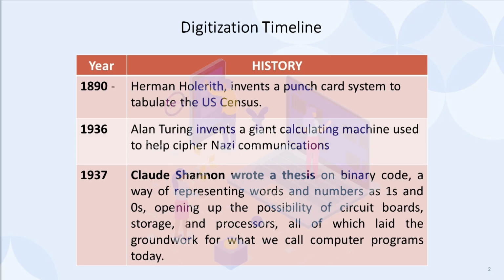Then Claude Shannon wrote in 1937, in his thesis, on binary code. Binary code is a way of representing words and numbers as ones and zeros. The binary numbers, ones and zeros, are the first form of digitization, opening up the possibility of circuit boards, storage and processors, all of which laid the groundwork for what we call computer programs today.